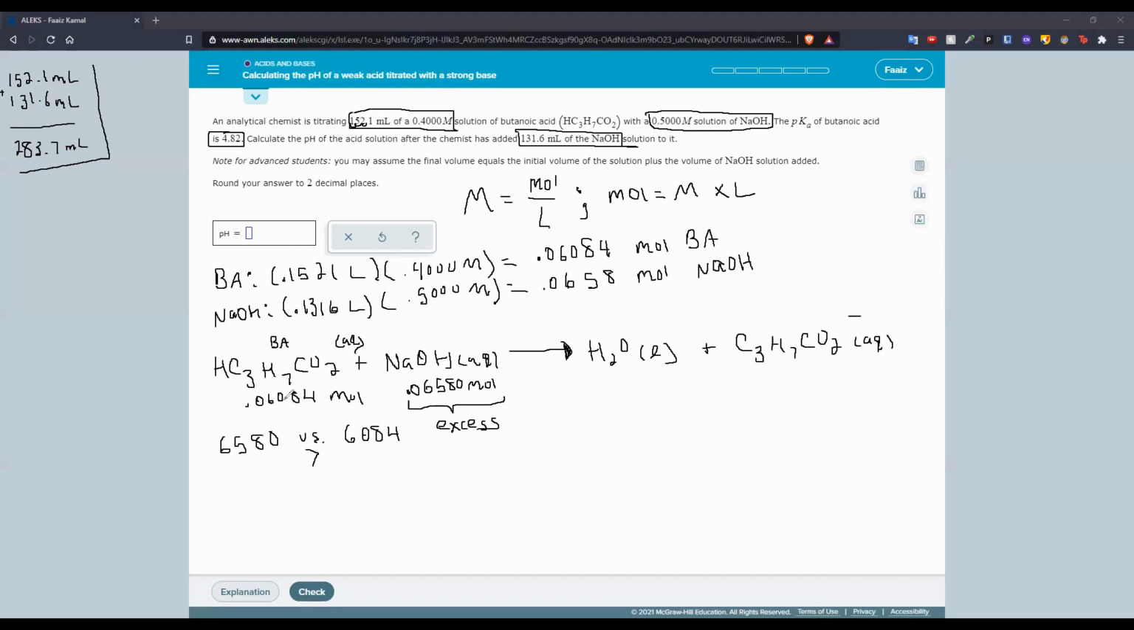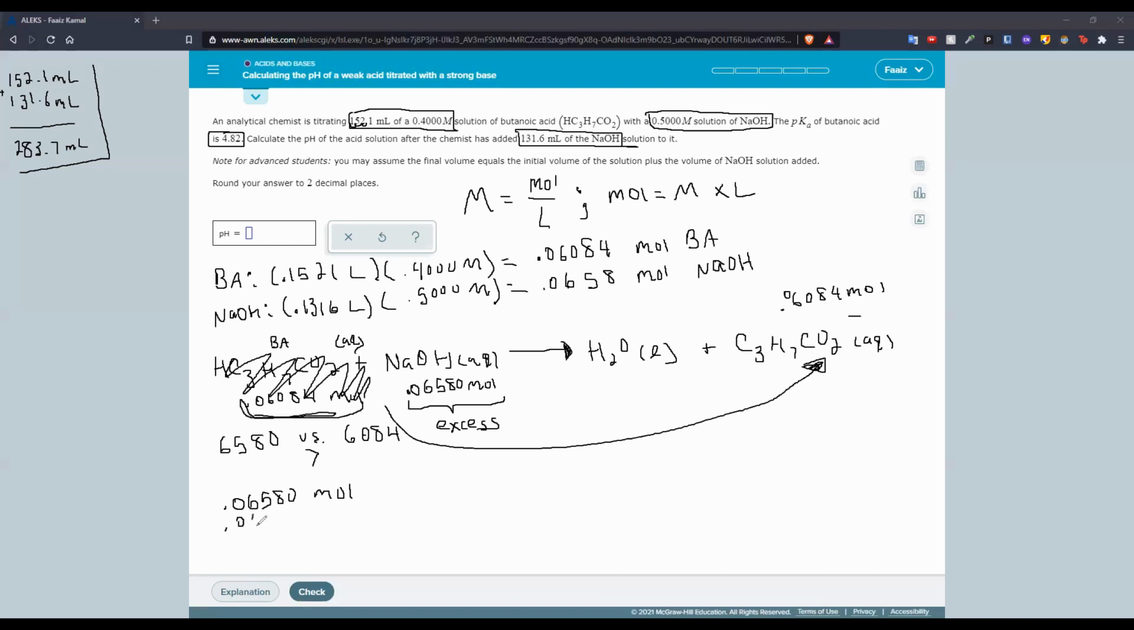And all of this is going to get used up to produce the conjugate base. So when this reaction goes to completion, this gets used up, converted to this 0.06084 moles. And to find out how much excess NaOH you have, you subtract the amount of NaOH that reacted with this weak acid from the amount you had at the beginning. So in the beginning, when you added, you had 0.06580 moles of NaOH, and this much of it reacted with butanoic acid, 0.06084 moles. And that would give you 0.00496 moles NaOH.